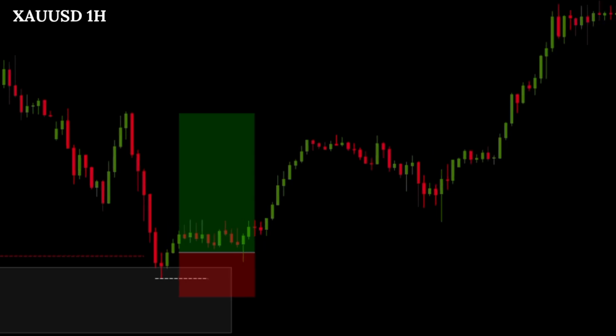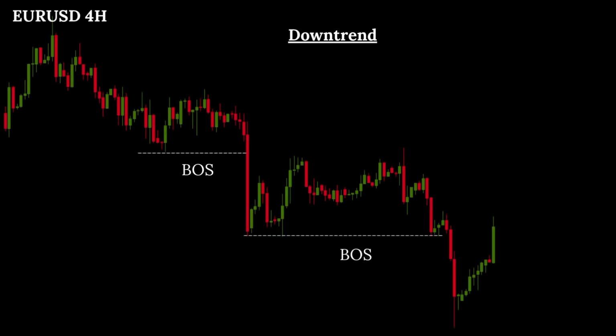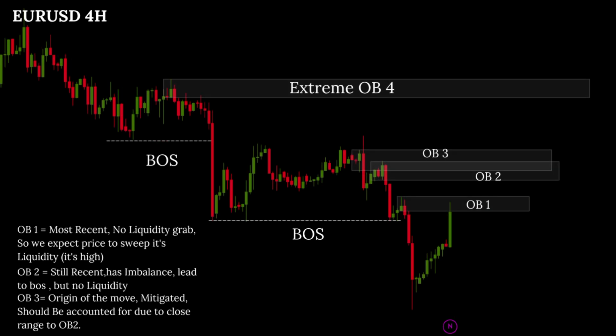Let's look at another entry model example on a live chart. Here on the EUR/USD 4-hour time frame, the market is in a downtrend, forming lower highs and lower lows. Without wasting much time, let's mark out the order blocks using our principles. 4 order blocks were identified.